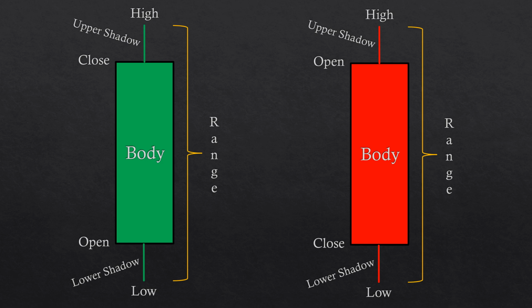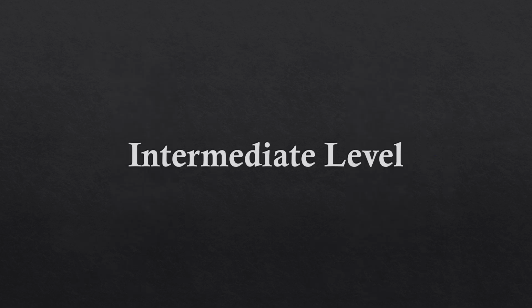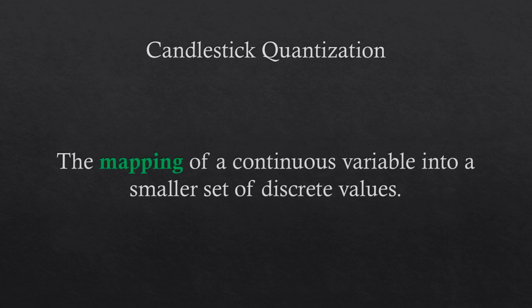By understanding the basic candle properties and how patterns work, it's time to move on to the intermediate level explanation of candlesticks, and the key for that is called candlestick quantization. Quantization is the process by which we represent a continuous variable into a smaller set of discrete values. What I mean by that is that price changes continuously, and candlesticks are a way of organizing that behavior into predefined spaces to facilitate the visualization of price.